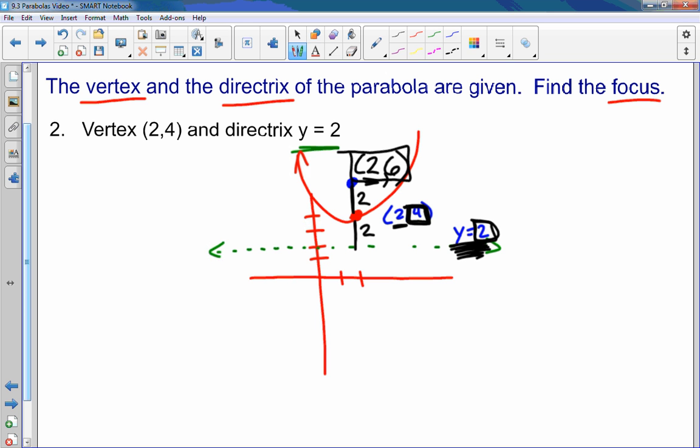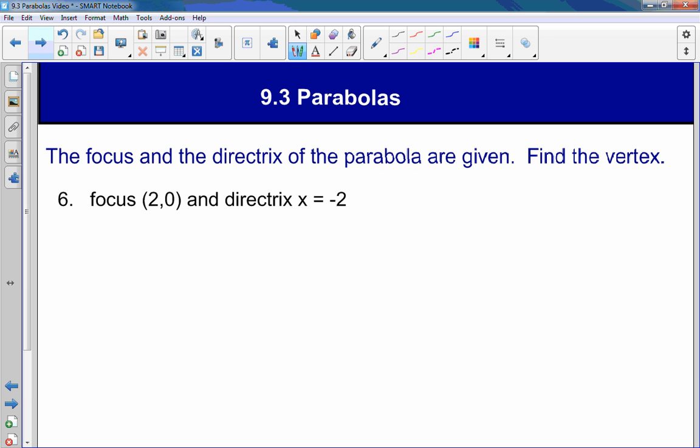Now, there are some fancy ways of remembering an equation for the focus or an equation of the directrix, but it's important for you to know that it's always going to be the same distance from the vertex to the directrix and the vertex to the focus. So just remember that it's always going to be the same distance. If you can find the distance, you've got a chance. Let's look at another problem.